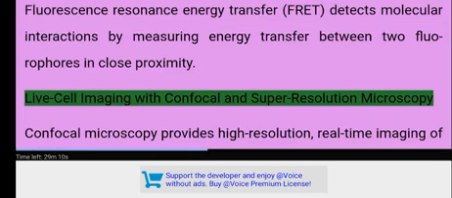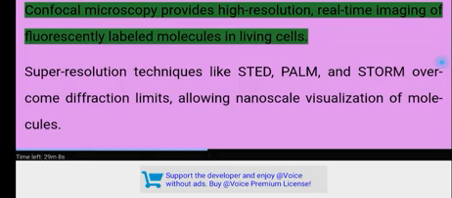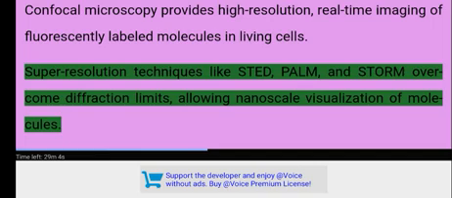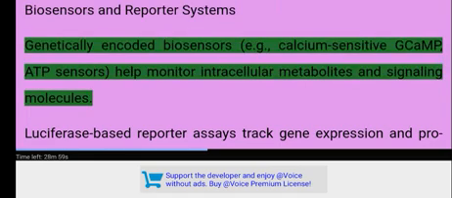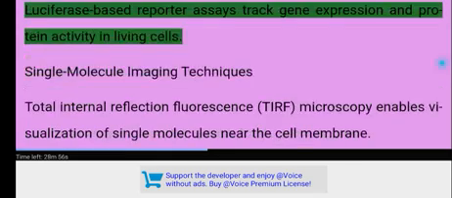Live cell imaging with confocal and super resolution microscopy. Confocal microscopy provides high resolution, real-time imaging of fluorescently labeled molecules in living cells. Super resolution techniques like STED, PALM, and STORM overcome diffraction limits, allowing nanoscale visualization of molecules. Biosensors and reporter systems. Genetically encoded biosensors, e.g., calcium-sensitive GCaMP, ATP sensors, help monitor intracellular metabolites and signaling molecules. Luciferase-based reporter assays track gene expression and protein activity in living cells.